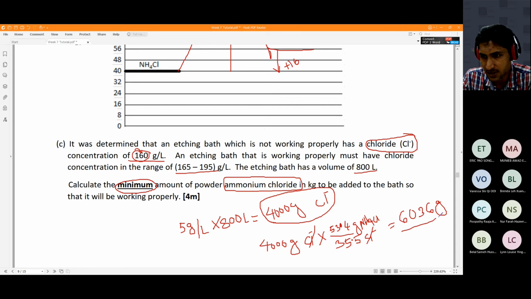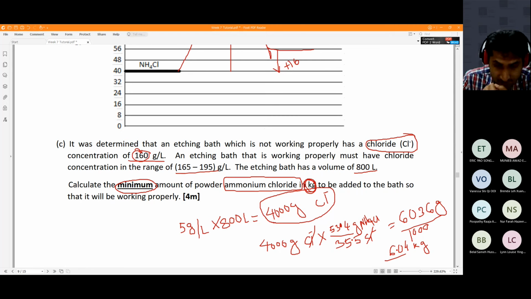You can do the calculation, and then in kg, since it says that should be in kg, we have to divide by 1,000 gram per kg, and then we get 6.04 kg. Just round off to 2 significant figure, 6.04 kg I need. All right.